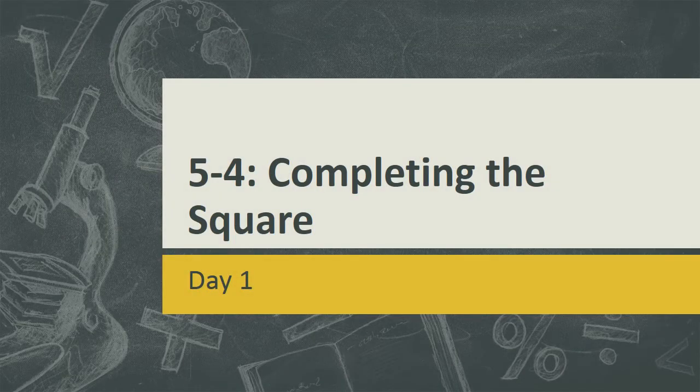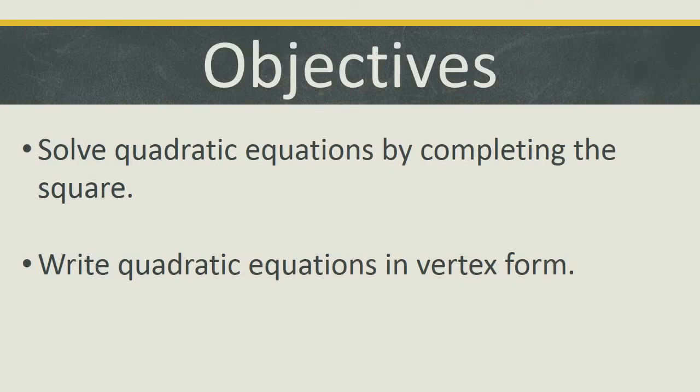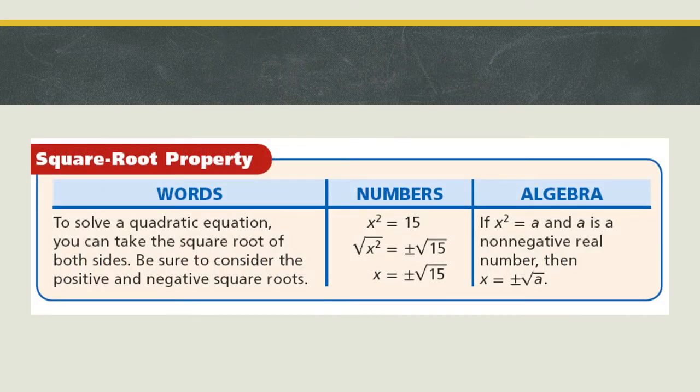All right, section 5.4, completing the square. So our objectives for 5.4 of completing the square is to solve quadratic equations by completing the square and writing quadratic equations in vertex form. So there are some steps we need to take before we get to there.